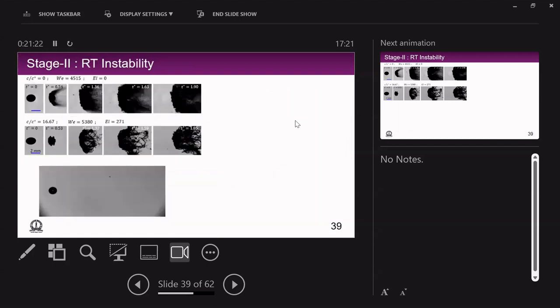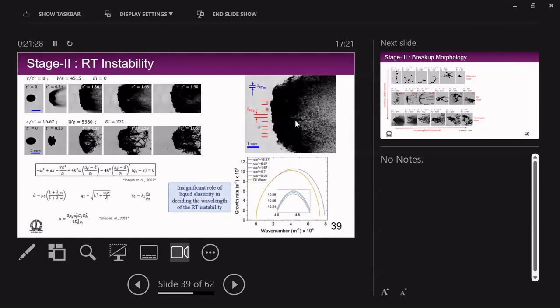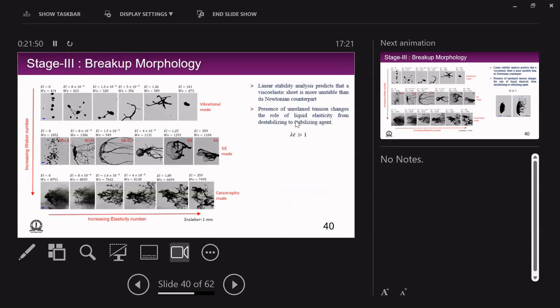Right. So if you look at the same thing with the RT waves, and these are again dispersion relationships, again we find that the liquid elasticity has no role in determining the wavelength of the RT instability. So whatever we say for water, whatever we say for liquid metal, that is exactly valid for polymeric fluid as well, right? Up to this stage, there is no role of elasticity. Great. But now this map becomes important.